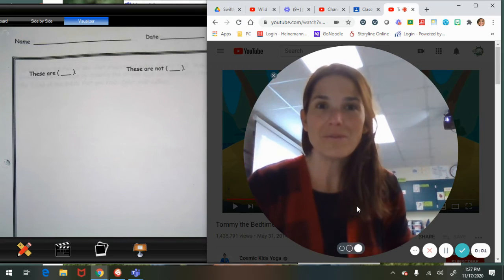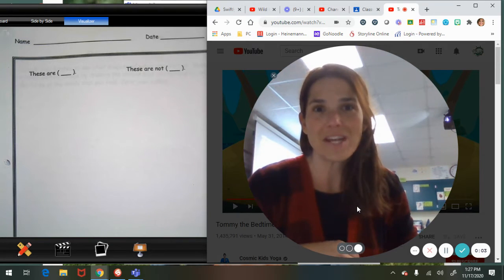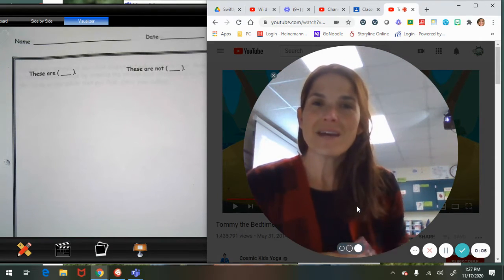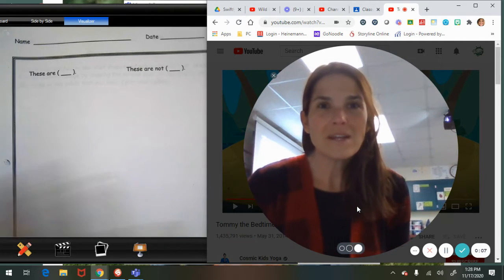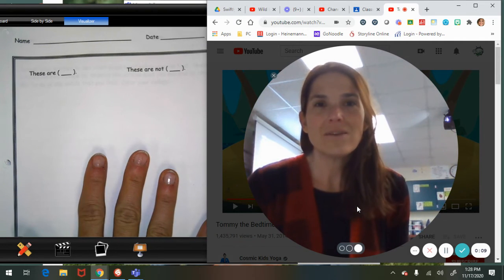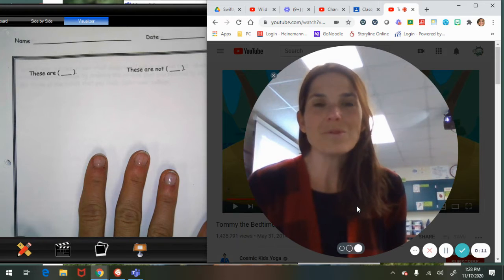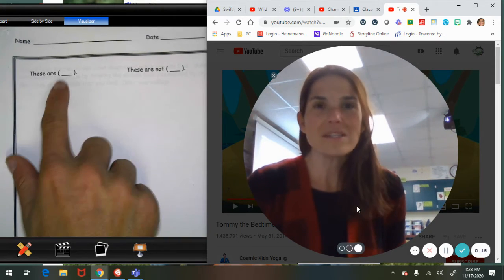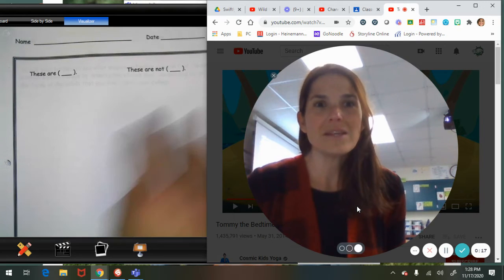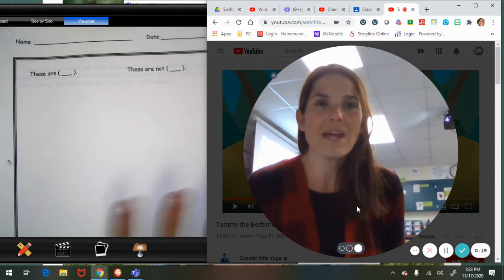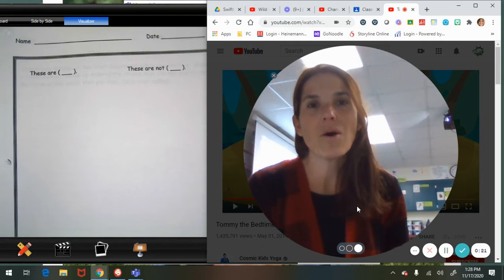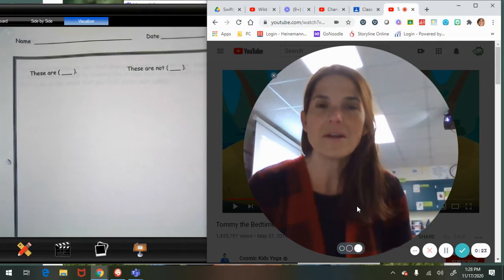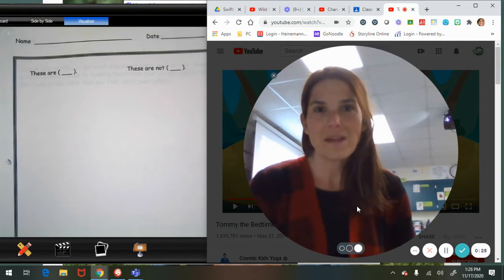We did a quick review all about our shapes. So I have attached a sheet over here that you can print out at home that could help you sort the shapes into our different rules. It says these are blank and these are blank. So if you could print that out, or try to have something like that at home, maybe you could draw it on a piece of paper to help, that would be great.